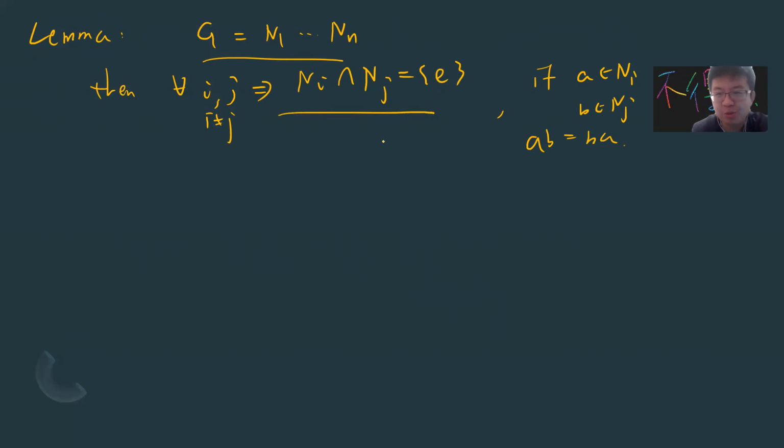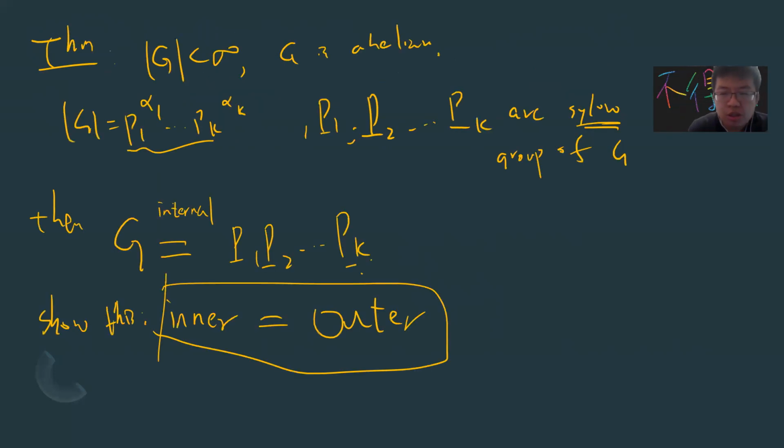So this should come from uniqueness. Okay, and this part is also a little bit weird. If they are in different factors, then they must commute with each other. Actually, if you prove this, then I guess you are already very, very close to this theorem.